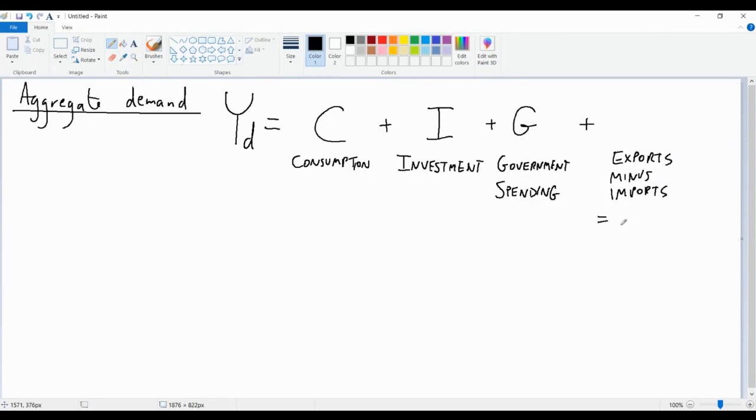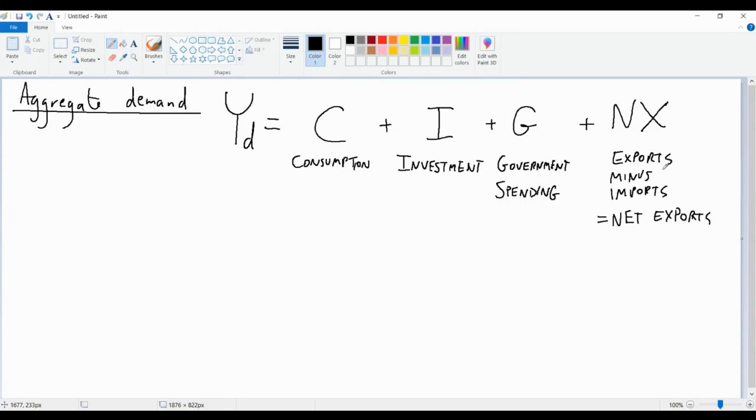Exports minus imports, rather than have all of those words floating around, the textbook just calls them net exports, NX. So that is aggregate demand.